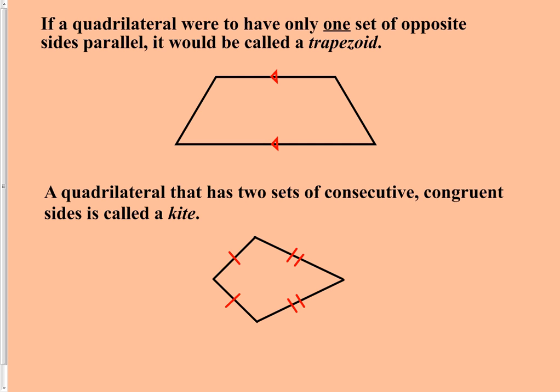Then we had the figures that only had one set of opposite sides parallel, and those would be the trapezoid. Now, there's not really much that we know about trapezoids as far as properties are concerned, but it is the four-sided figure with only one set of opposite sides parallel. Okay, if you have a quadrilateral that has no sets of sides parallel, but it's got two sets of consecutive congruent sides, then your quadrilateral is what we call a kite.